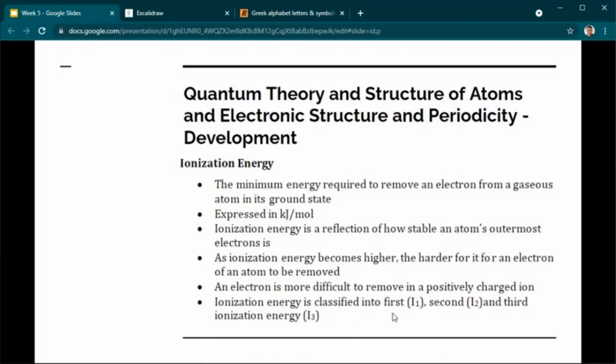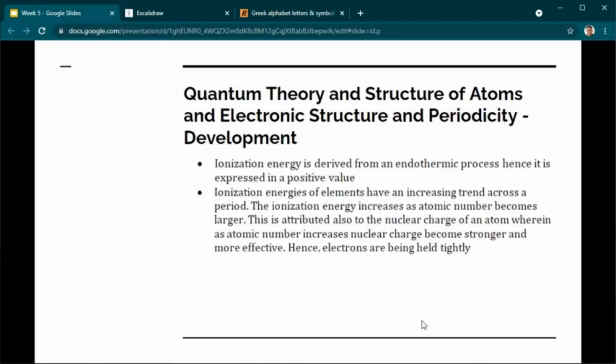Ionization energy is classified into first, I sub 1, I sub 2, and I sub 3. An electron is more difficult to remove from a positively charged ion. Ionization energy is derived from an endothermic process since it is expressed in a positive value, and ionization energies of elements have an increasing trend across a period. The ionization energy increases as atomic number becomes larger.